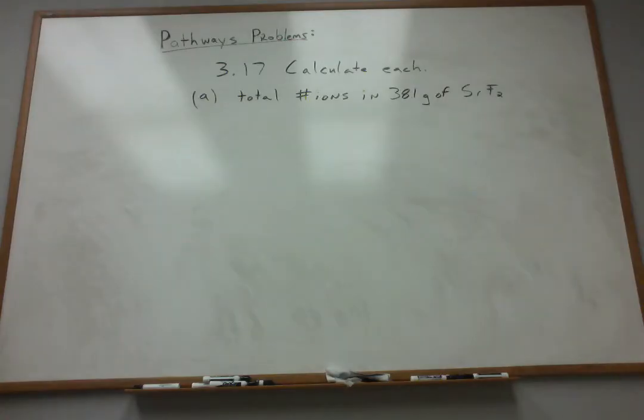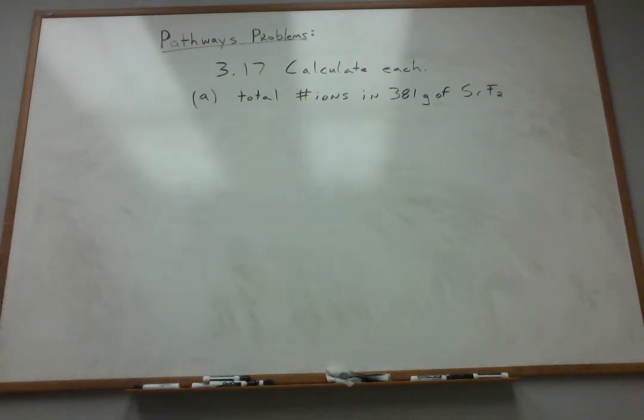Okay, let's work Pathways problem 3.17 from the textbook. It asks us to calculate each of three different things. Part A is the total number of ions present in 38.1 grams of SrF2. SrF2 is one of our ionic compounds. We call that what? Strontium fluoride.